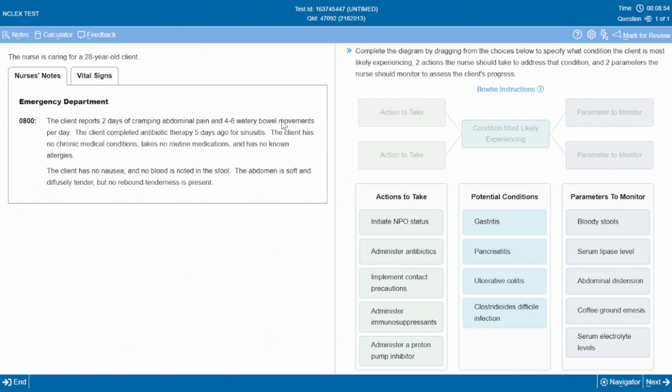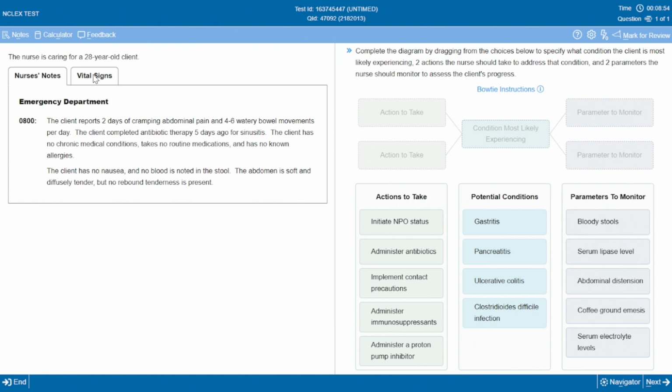Let's see what else. No chronic medical conditions, no medications routinely, and no allergies. They haven't had any nausea, and they've had no blood in the stool, which is great. Abdomen is soft and tender all over, but no rebound tenderness, which is great because that rebound tenderness makes us concerned about peritonitis, which is a very acute abdominal condition that can make them septic very fast. So we definitely want to keep an eye on that, but it's great that they don't have rebound tenderness.